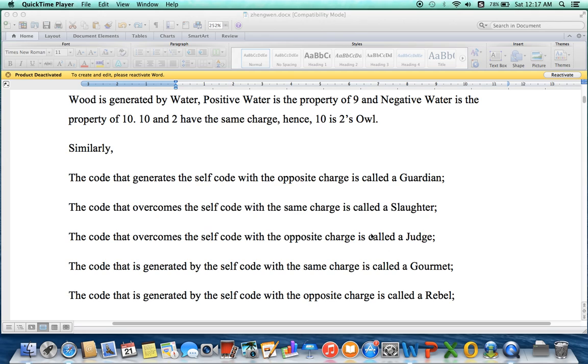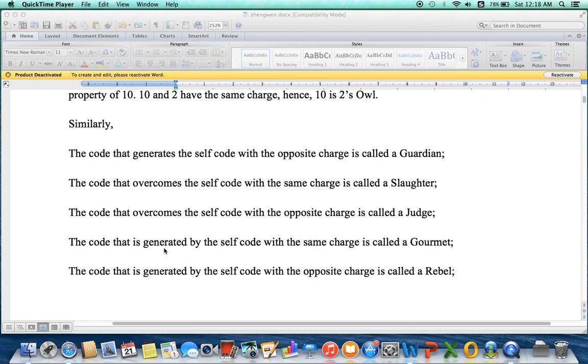That means, for example, fire. What overcomes fire? That's water. And as a fire, for example, 4 is negative fire. The judge of a negative fire would be positive water, which is decimal 9 or duodecimal 12.